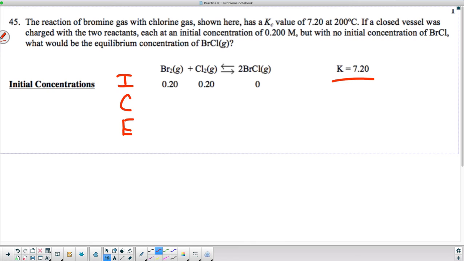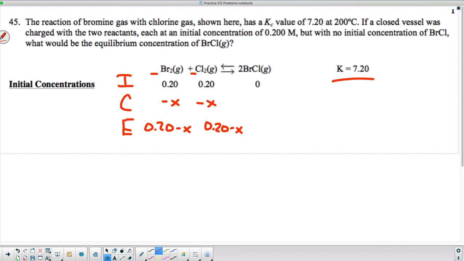So here's how this works. For an ICE problem, the reactants are going to decrease in concentration by some amount. Notice that there are ones in front for coefficients, so they're going to decrease by the same amount, minus x and minus x. That means for the equilibrium concentrations, I can be reasonably confident that 0.20 minus x is what my equilibrium concentration for Br2 is going to be, and guess what? The same for my Cl2.